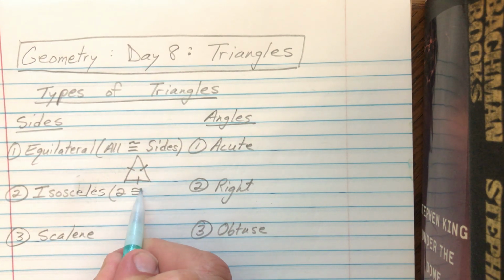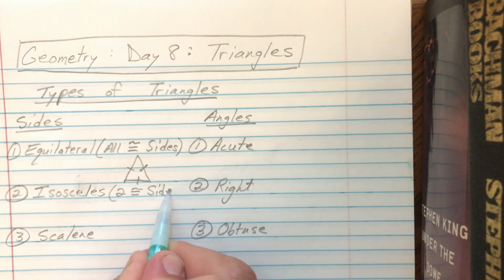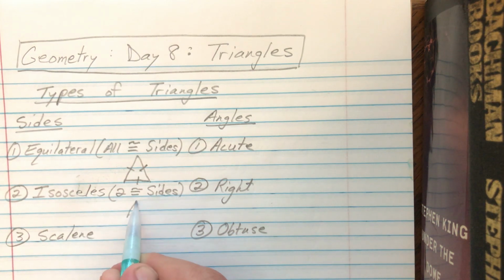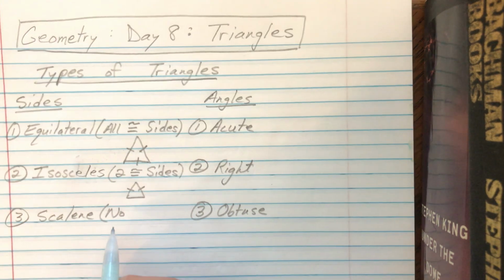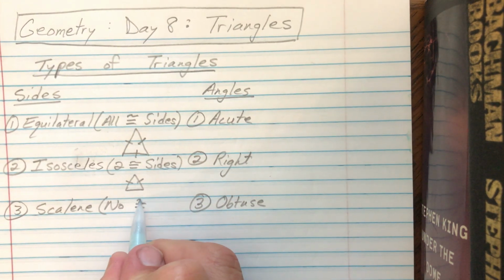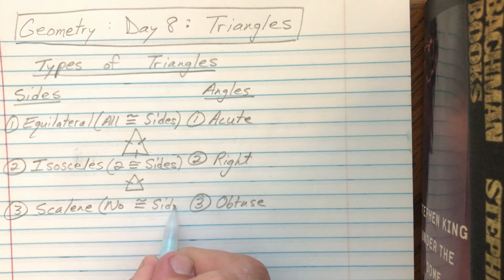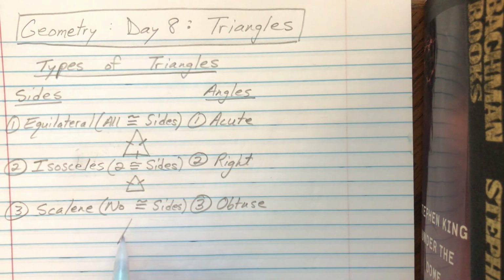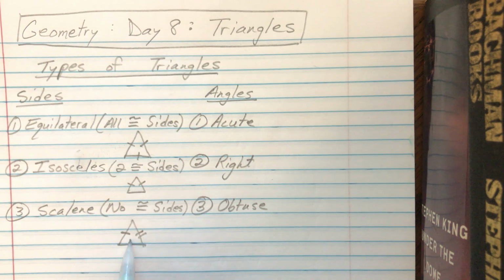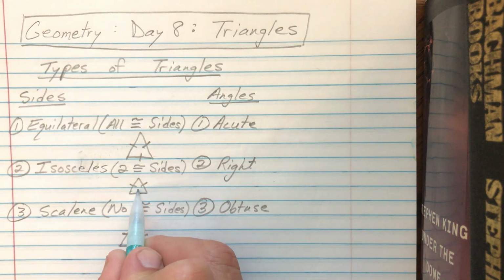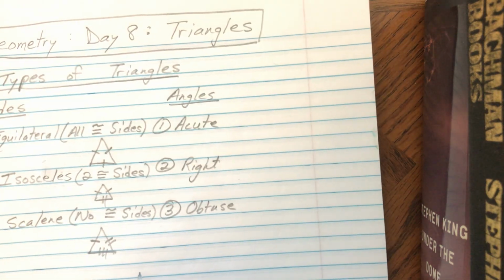Isosceles means you have 2 congruent sides. The 2 legs, they call them, are congruent. And then scalene has no congruent sides. So maybe we'll say this one has 1 slash, this one has 2 slashes, this one has 3. Maybe we'll put 2 on this also.